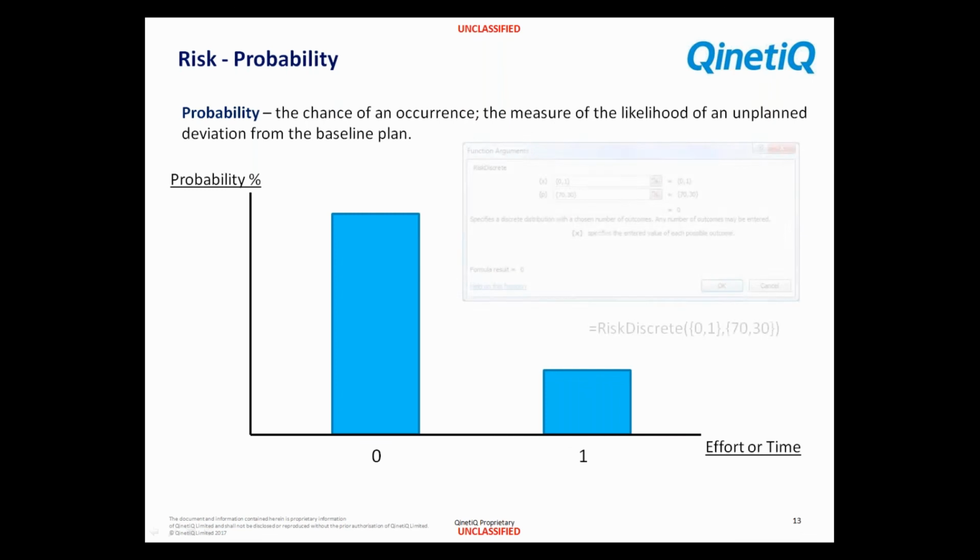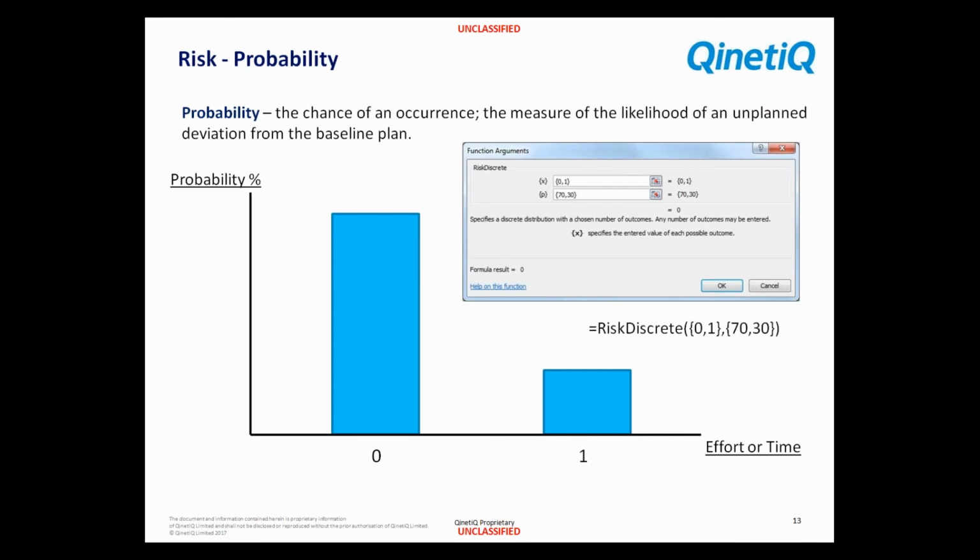Okay, and we can define that again in @Risk using a discrete function. In this case, we're saying 70% of the time it will result in a 0, and 30% of the time it will result in a 1. So it's as if we're using this in a mathematical sense, 30 out of 100 times it will result in the number 1, the risk is occurring. And you'll see this in a moment.